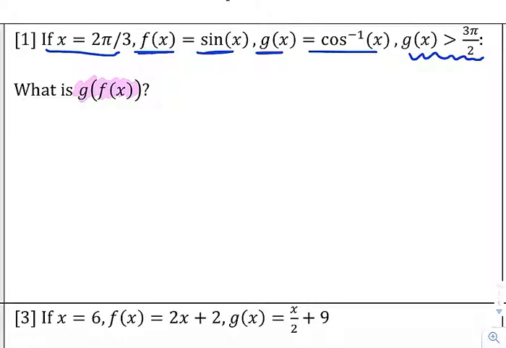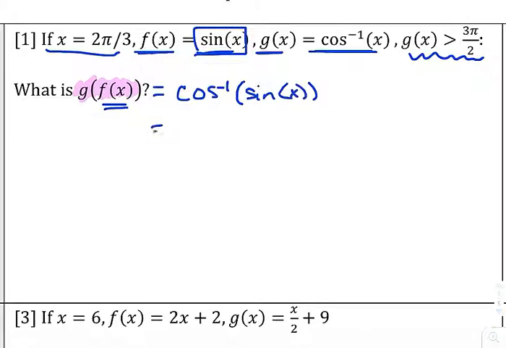One thing you can do to help you process this is write out what this composite function is going to look like. The outer function is g of x, which is cosine inverse or arc cosine. So this is going to be equal to the inverse cosine. Instead of using the variable x, we want to use the actual function f of x. f of x is defined to be sine of x. And so we're actually taking the inverse cosine of the sine of x.